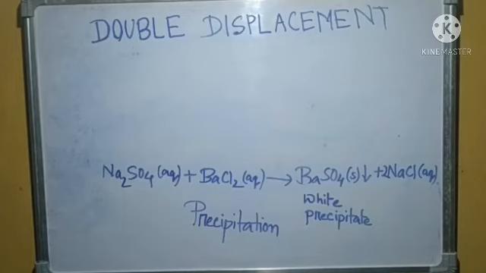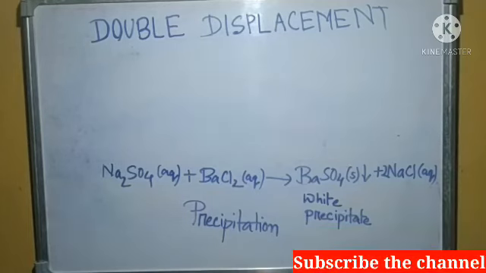We know that all precipitates are in their solid form. In this reaction, the precipitate that is forming is barium sulfate. The white substance is nothing but barium sulfate. It is formed as a white precipitate when sodium sulfate reacts with barium chloride. We obviously get sodium chloride as the other product, which will be in its aqueous state, that is, present in the solution.